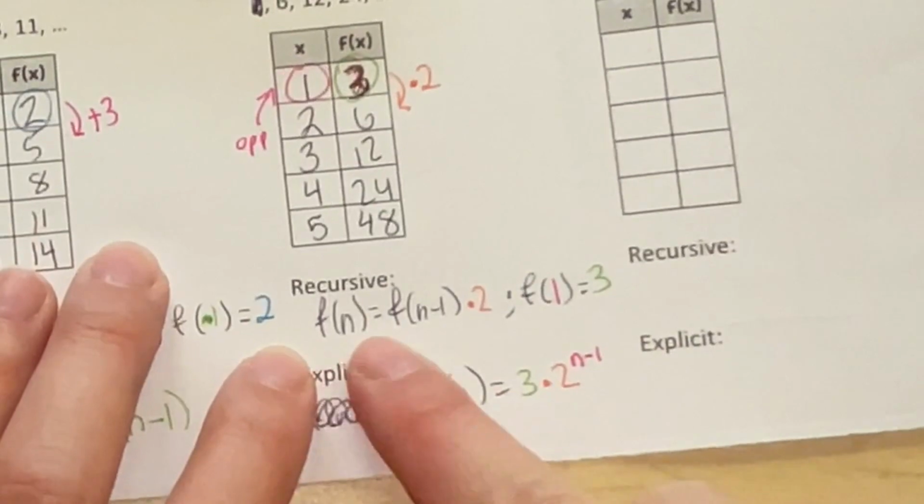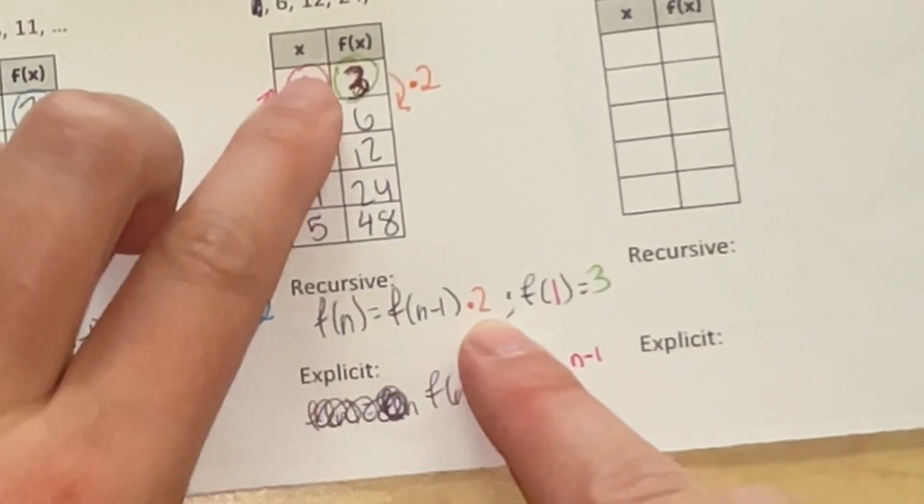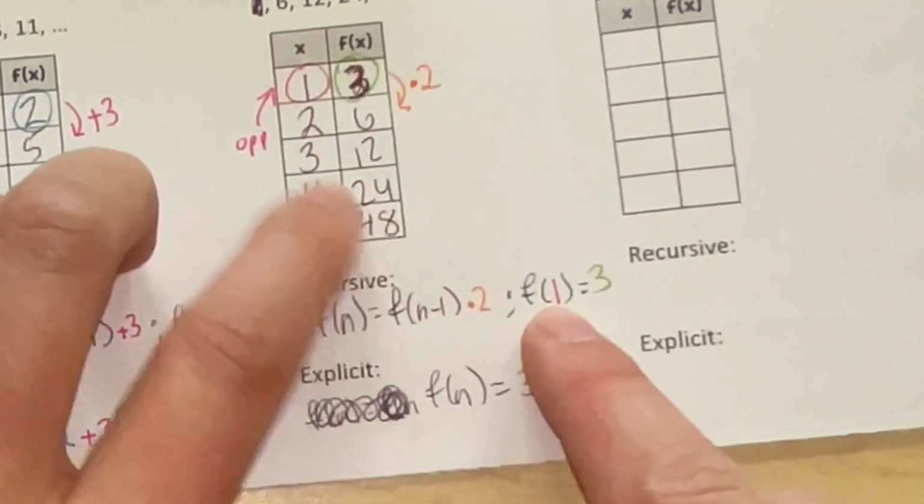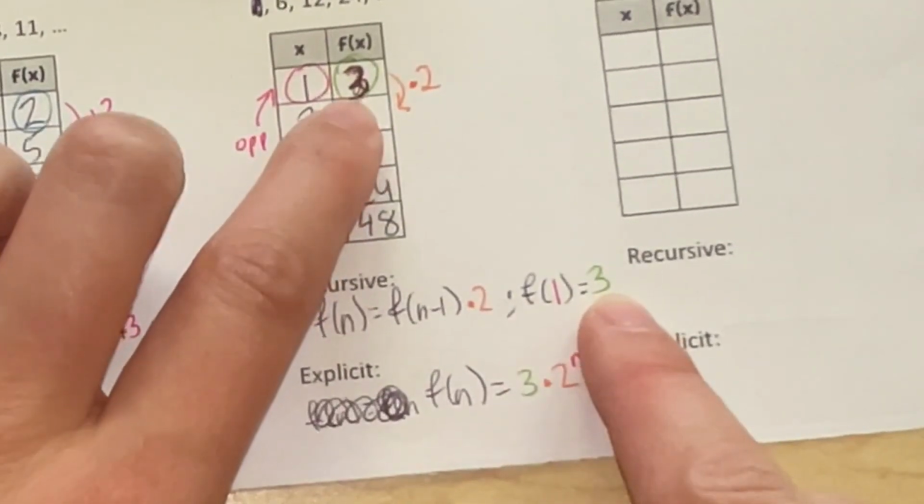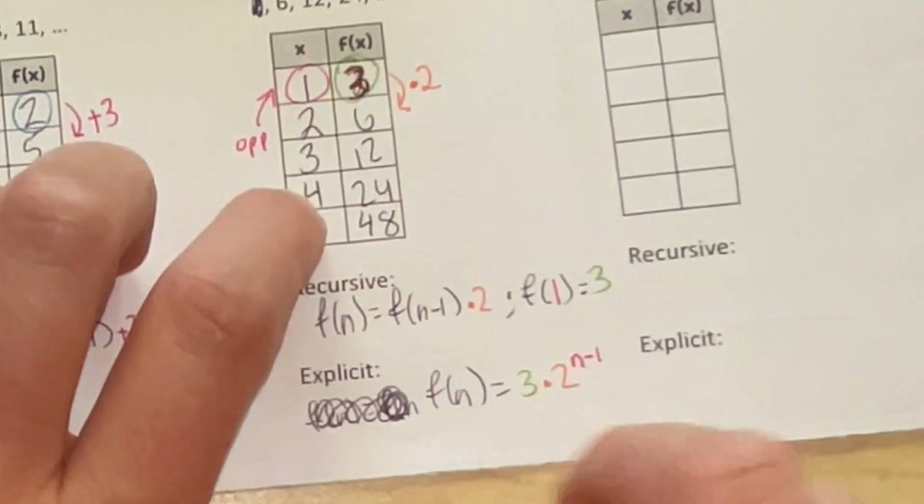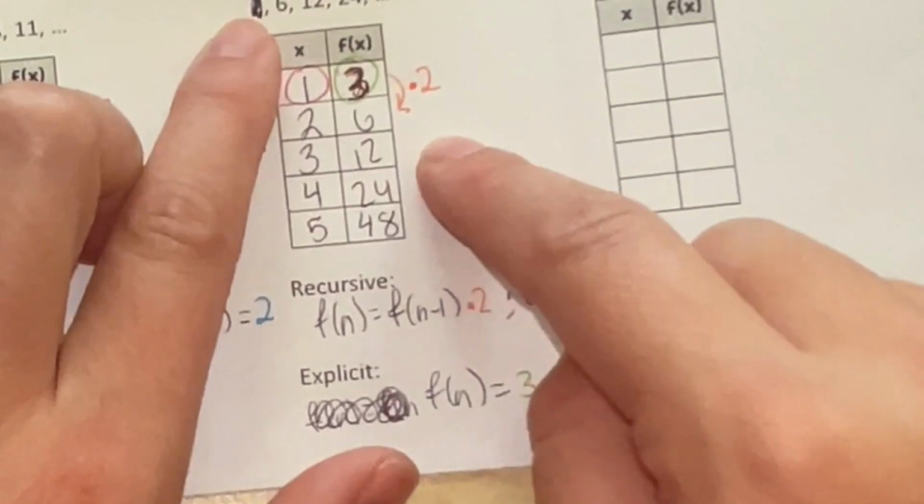All right, so hopefully you got f of n equals f of n minus 1 times 2. We are timesing 2 as we go down our table. We start with 1. We start with 3. That's the recursive. For the explicit, it's basically focusing on the right side, right?